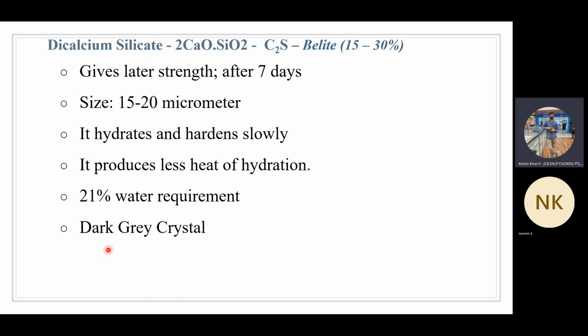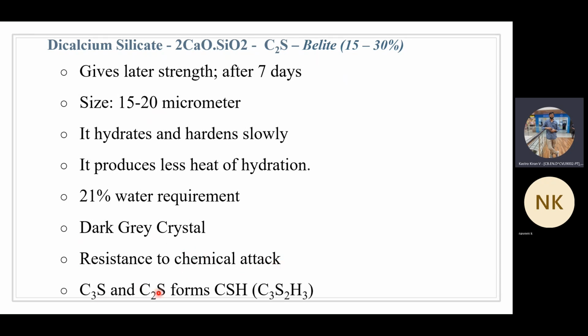And they will be visible as dark gray crystals. When you have a good amount of C2S content, meaning between 15 to 30%, they will resist the chemical attacks to the cement.